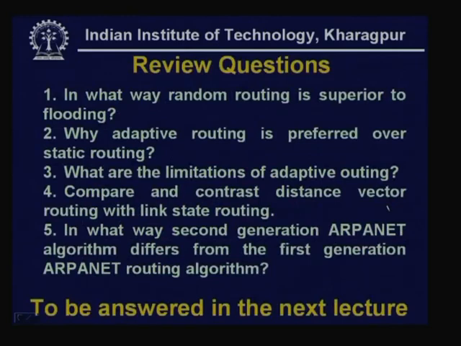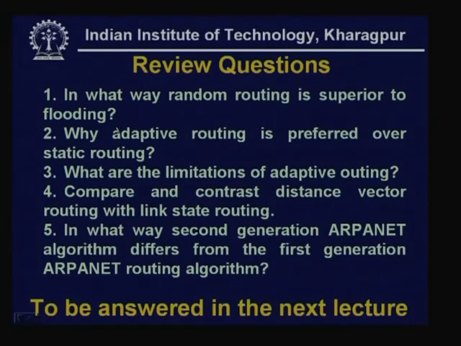So, we have discussed the ARPANET, and we have seen how the routing strategy has evolved in ARPANET, and now it is time to consider the review questions. First question is, in what way random routing is superior to flooding? Second question is, why adaptive routing is preferred over static routing?